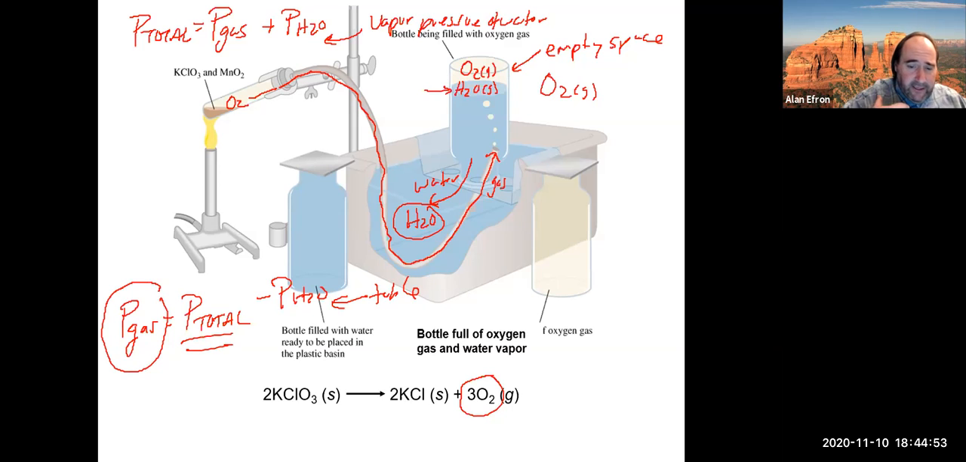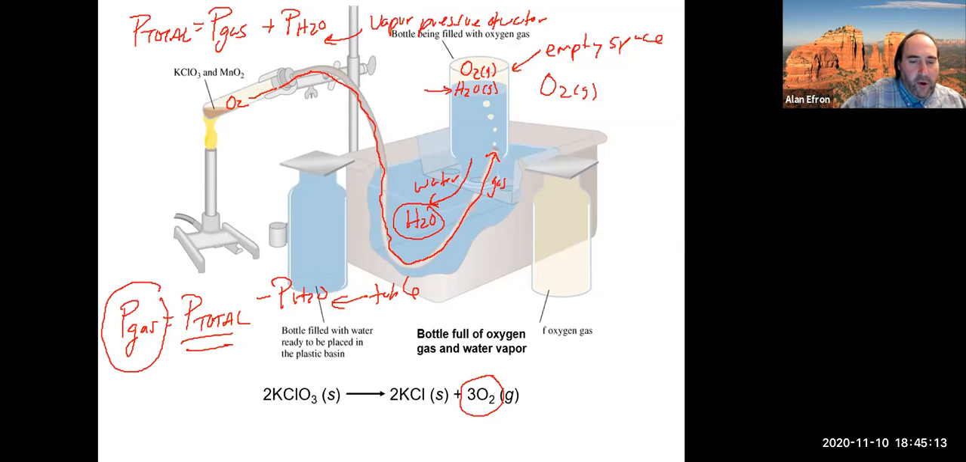In this example here, it would be oxygen. It is sometimes referred to as getting the pressure of the dry gas because we're subtracting water's contribution away and taking away water. So sometimes referred to as the dry gas pressure in that particular case.